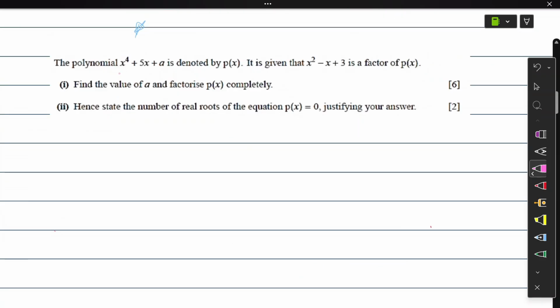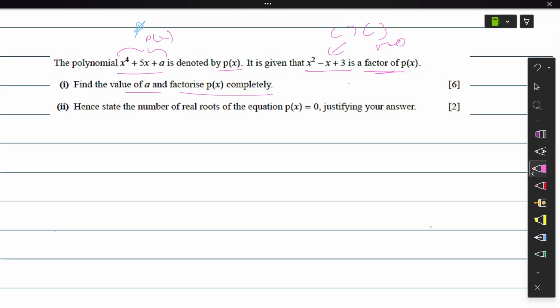Okay, so the polynomial is denoted by p of x, so this whole thing is equal to p of x. Given that x square minus x plus 3 is a factor, if I simplify this further into two brackets and equate them to 0, the remainder must be equal to 0. Or if I just use long division to divide this polynomial with this divisor, it will give me the remainder 0. ठीक है, समझ आता है. Find the value of a and factorize p of x completely.